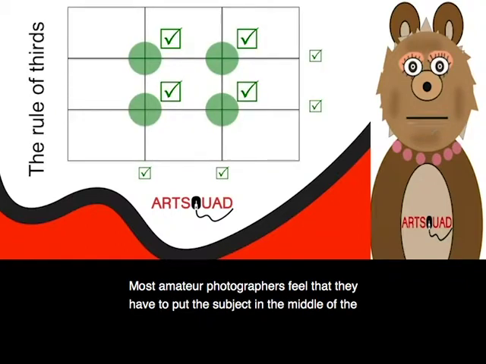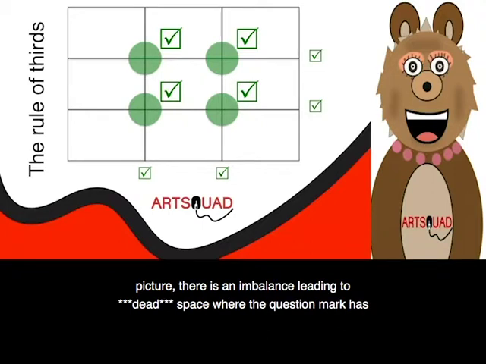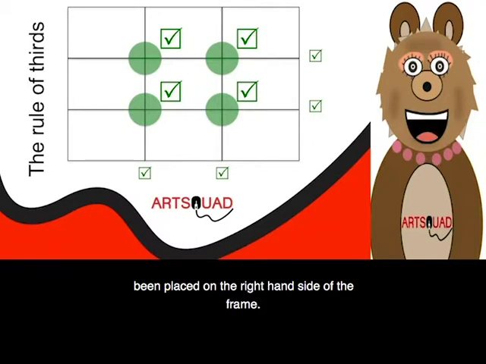Most amateur photographers feel that they have to put the subject in the middle of the picture. Note in the left-hand example that because the subject is in the middle of the picture, there is an imbalance leading to dead space, where the question mark has been placed on the right-hand side of the frame.